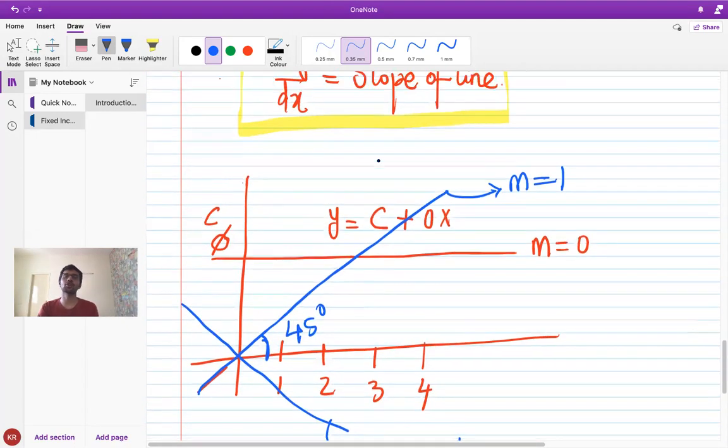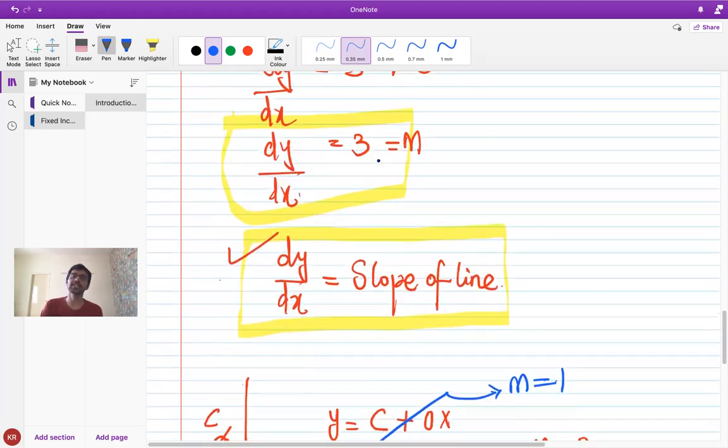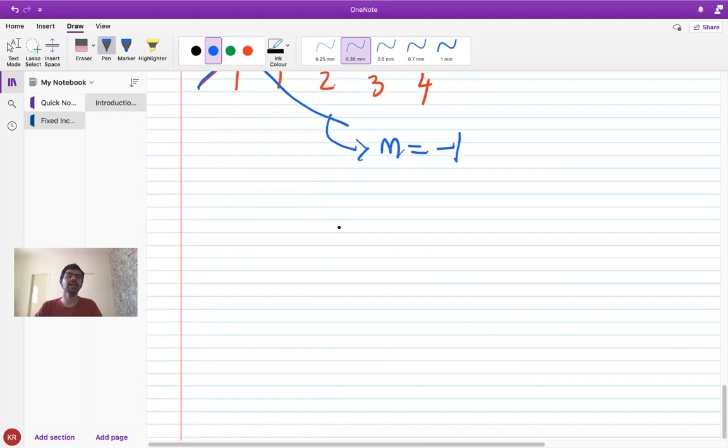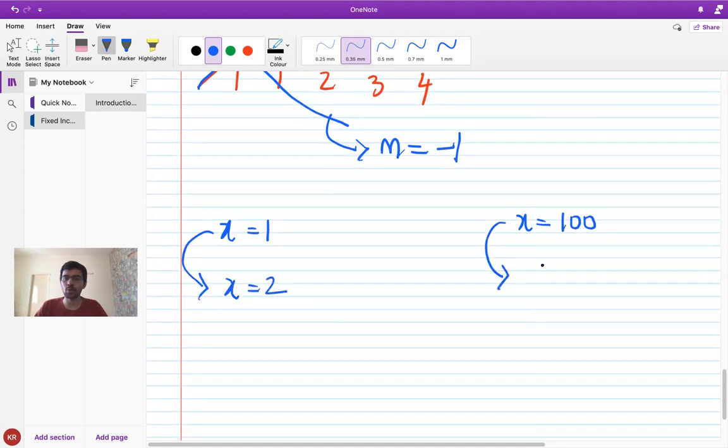Now, the last thing that I want to talk about in slope of a line is, please note that the slope of a line is actually constant. dy by dx is equal to a whole number, which is 3, and that is going to be constant. Now, what do we mean by the slope of a line being constant? Let us say x is equal to 1 and x is equal to 100. If I increase the value of x from 1 to 2 or from 100 to 101, the value of y will still increase by 3 units in both the cases.